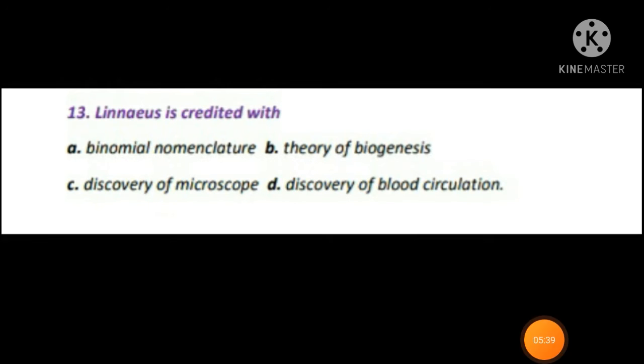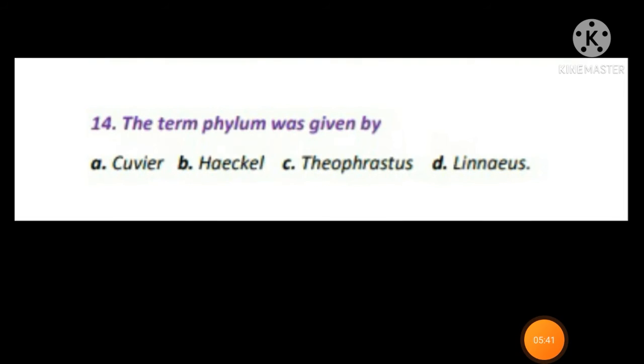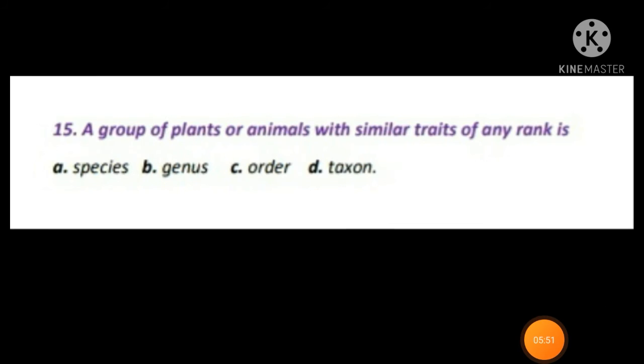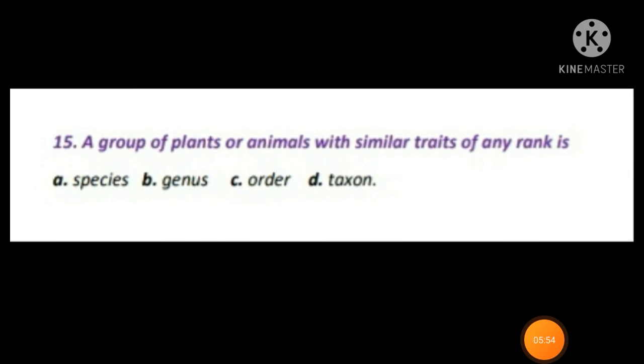So next question. The term phylum was given by A, Cuvier. B, Haeckel. C, Theophrastus. D, Linnaeus. So next question, 15th one. A group of plants or animals with similar traits of any rank is a species, genus, order, taxon. So what is it?